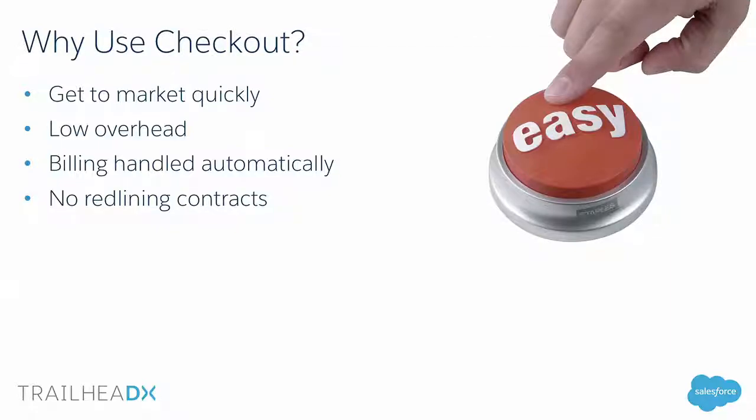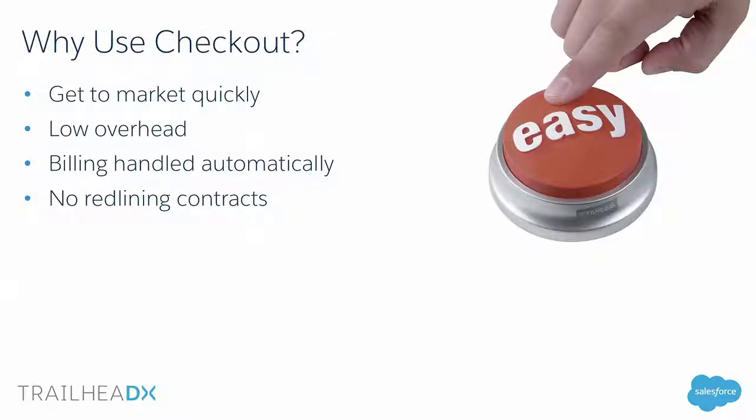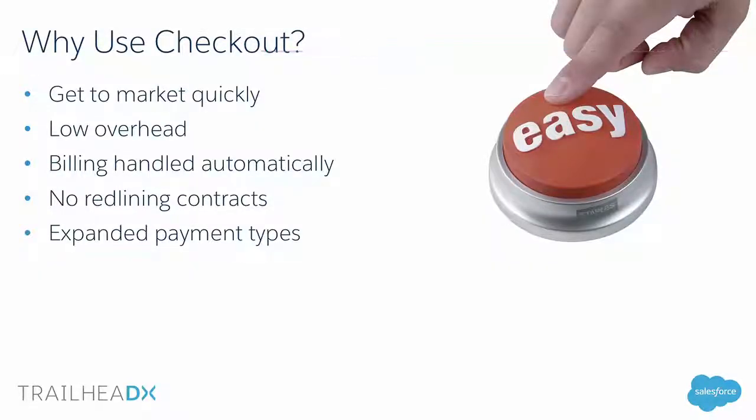Additionally, there's no redlining contracts. So I know paperwork's probably not everyone's favorite. Salesforce has a good amount of it sometimes. So with checkout, you're avoiding having to go through all the contracts as it's pretty much already set up for you. There's more payment types because this is powered by Stripe and different ways to pay, which we'll cover on the next slide.